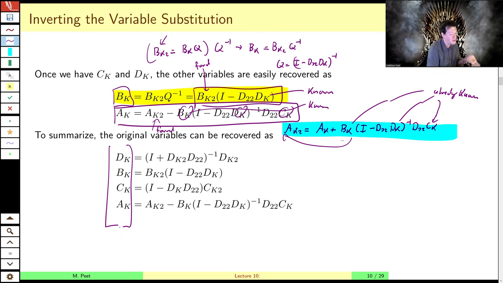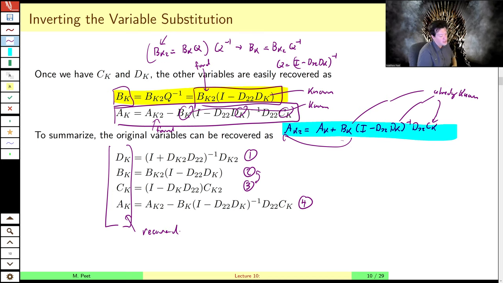by solving these equations in order. And it's important that we do it in order. The order of the second and third doesn't matter too much, so we could swap those if we like. Most importantly, we do AK last. So we have to do DK first, then BK, CK, and then AK. If we do those in order, given AK2, BK2, CK2, and DK2, we can recover our original variables.